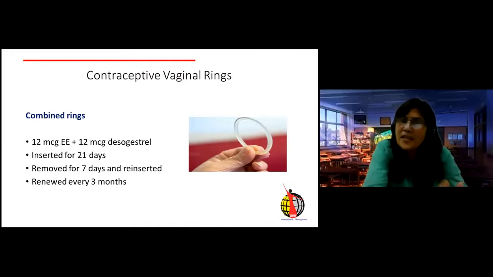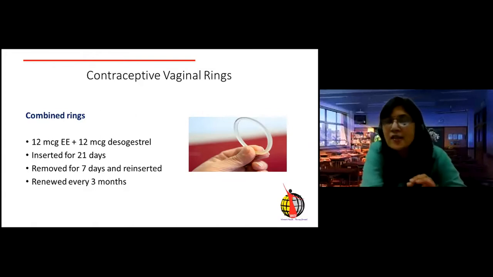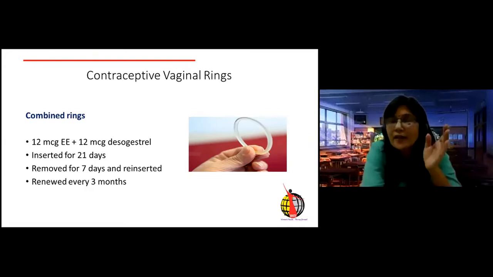Now for completeness, I will talk about vaginal rings and I will talk about the transdermal patch, but not in too much detail. Just to complete the topic of non-oral hormonals, we'll talk about the vaginal ring. There are two varieties again of ring. One is the combined and the other is the progesterone only. For combined, remember the numerical 12. So it is 12 microgram of EE and 12 microgram of desogestrel.